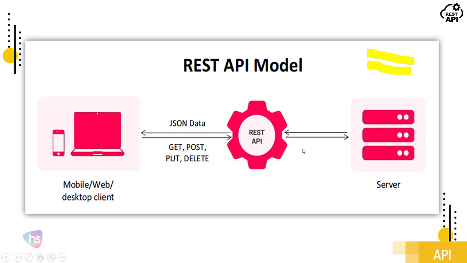These REST API services interact with the application server or database server, getting information and exchanging it based on the request from the mobile, web or desktop client which consumes the services. These services are served from the server based on the request for which the API is implemented. Accordingly, the same scenario you are going to learn in this particular course.